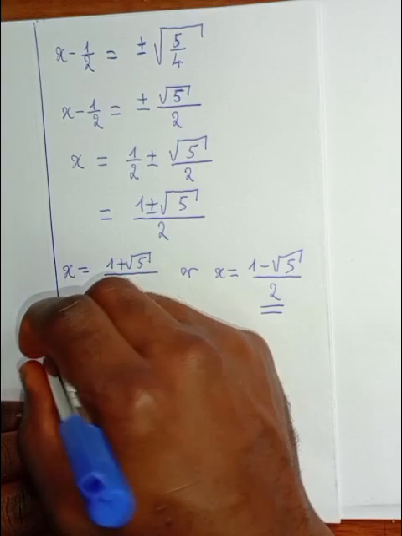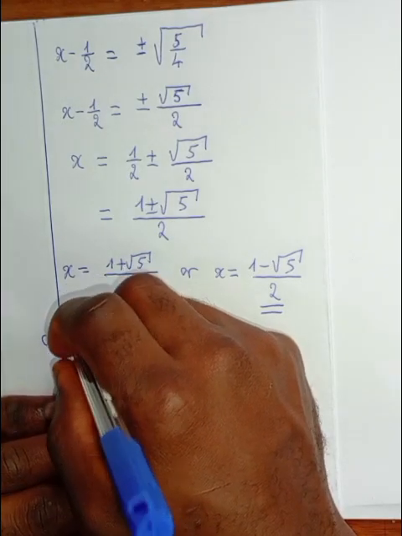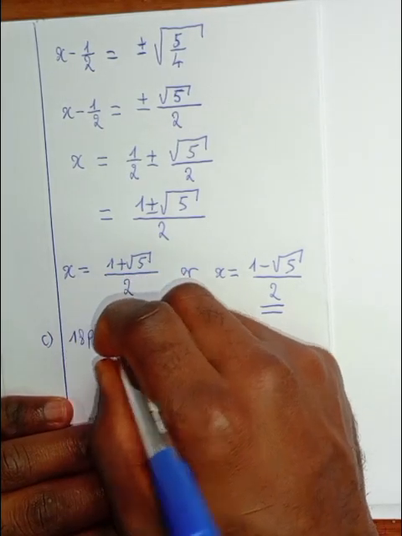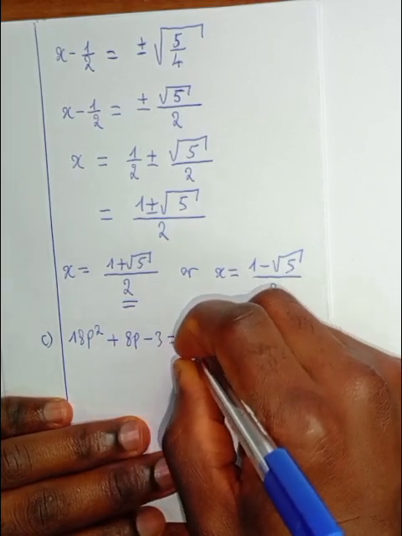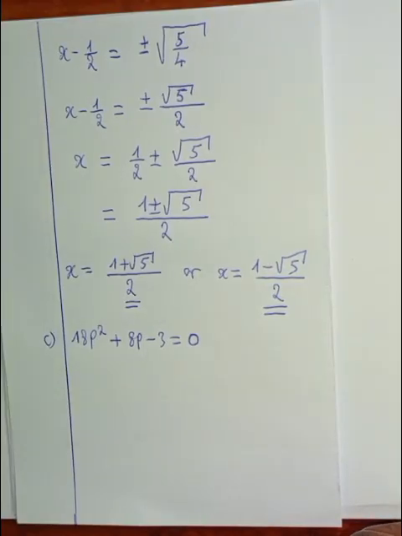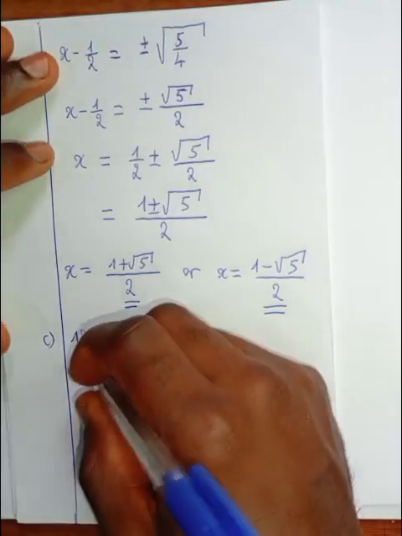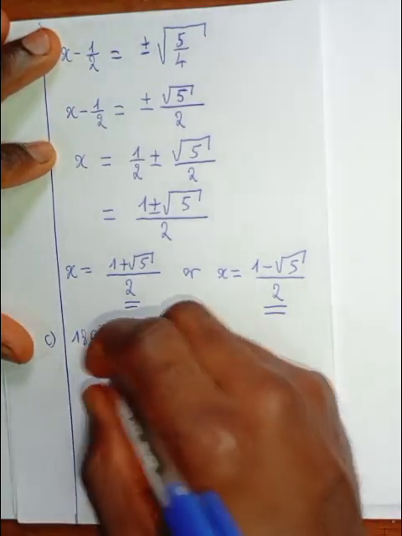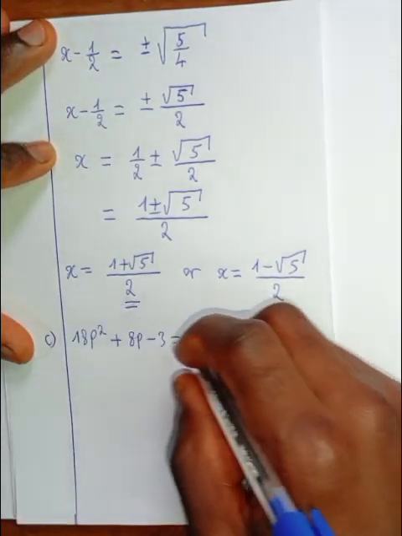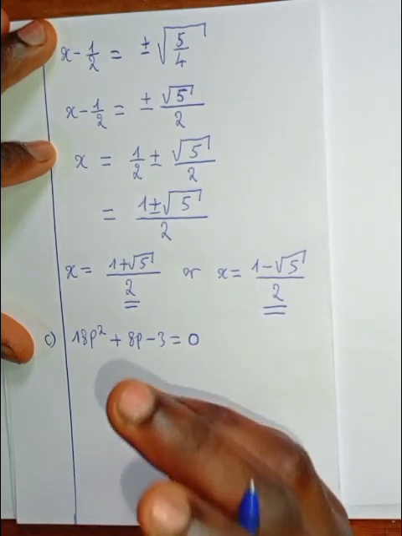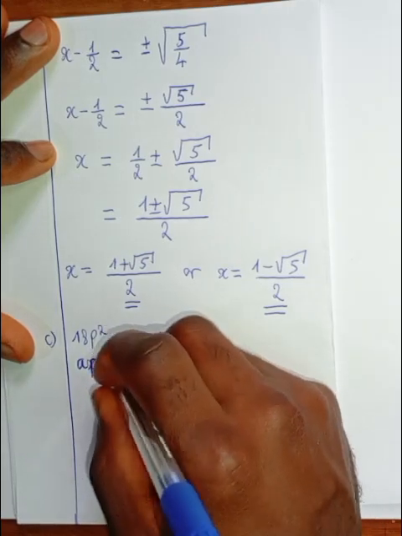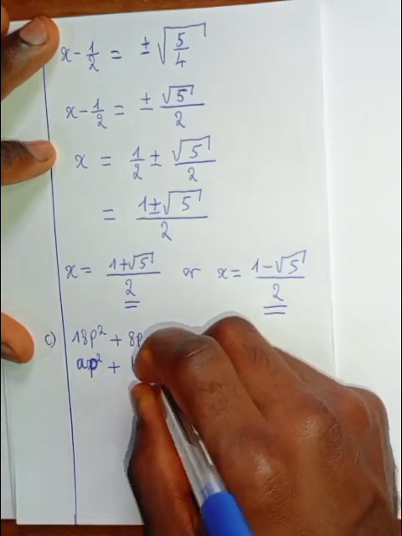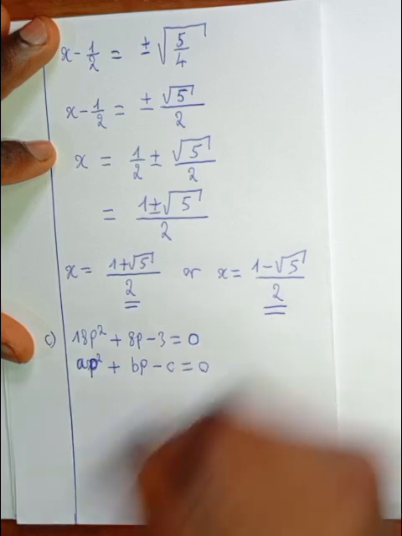We go now to question C. For C, we have been given the question 18p squared plus 8p minus 3 is equal to 0. We are going to answer this question by making use of the formula method. We are going to compare this our quadratic equation with the general form of the quadratic equation. We are going to compare it with a p squared plus b p plus c is equal to 0.